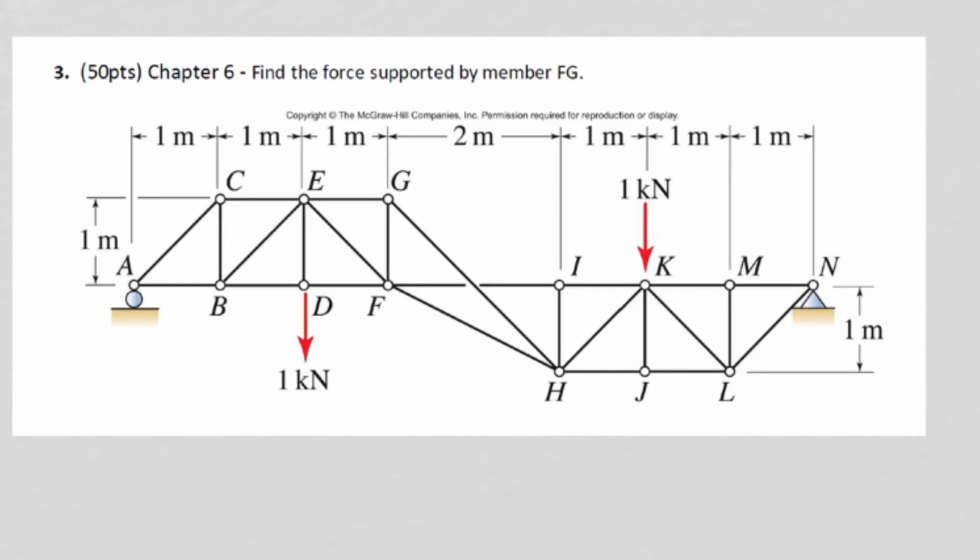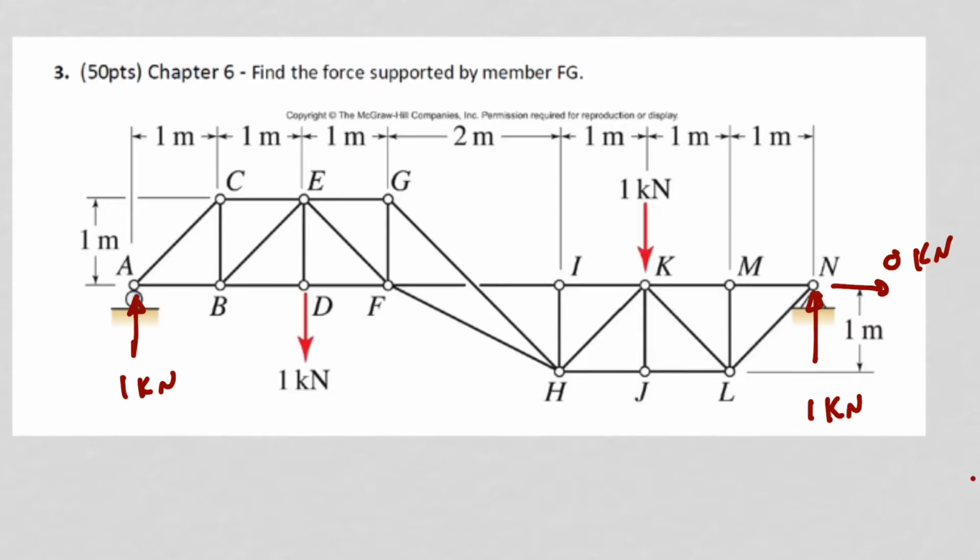At A, because it is symmetrical, everything is symmetrical, we have an AY. We see that that will be 1 kilonewton. And then at N, we have another reaction force of 1 kilonewton and nothing in the X direction here, right? This will be 0 kilonewtons. Okay.